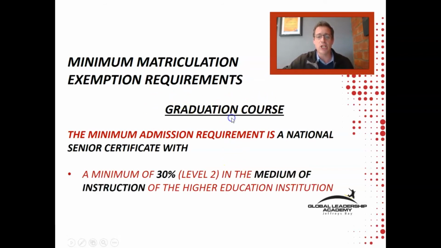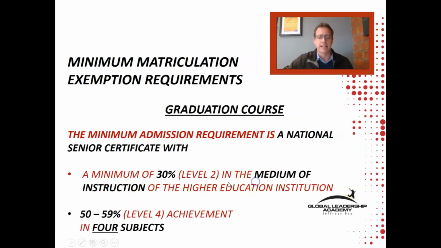If you would like to study at a university, again, 30% in the medium of instruction, but 50 to 59% in 4 of your subjects. That is very important, and that's a much higher achievement than the previous diploma. Again, ladies and gentlemen, keep in mind that these are the minimum requirements. You will have to determine, from the universities or the colleges, what their specific requirements might be. These are just really the minimum as specified.